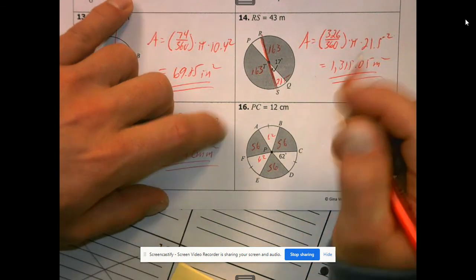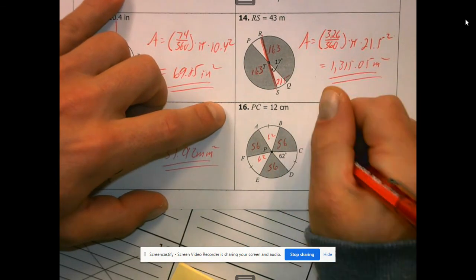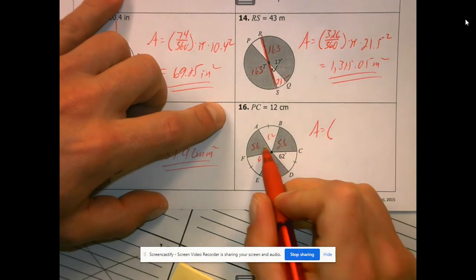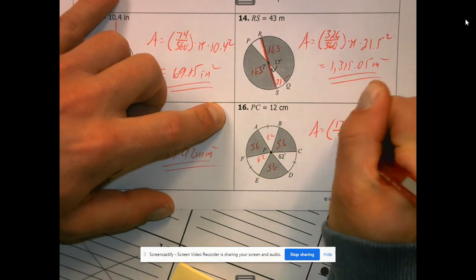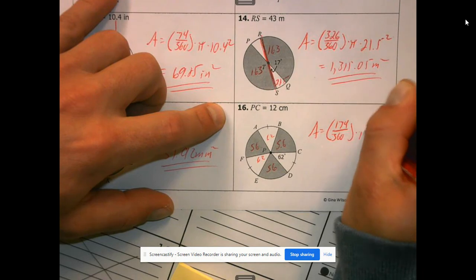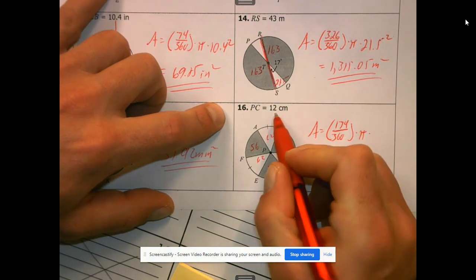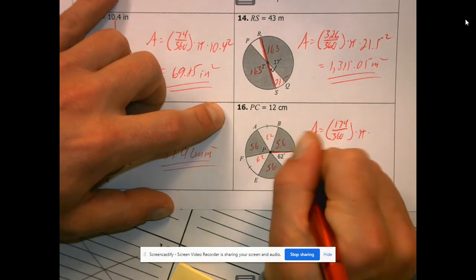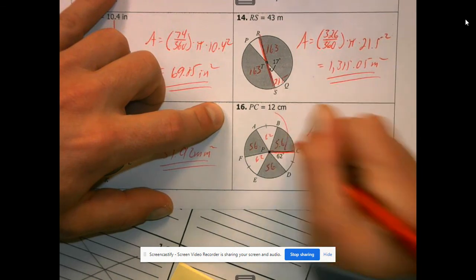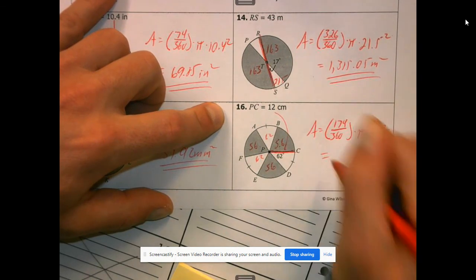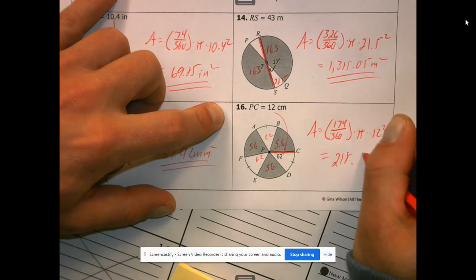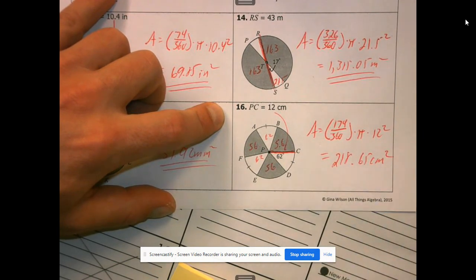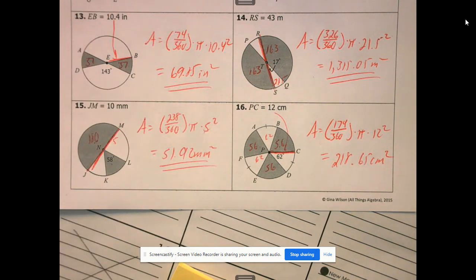All right. So if I add those all up, area equals, add up your 56s, that comes to be 174, divided by 360 times pi. Is PC a radius? P to C goes from here to here, so yes, that is a radius. Plug it in, don't forget to square it. Solutions, 218.65 square centimeters. That's it for areas of sectors.